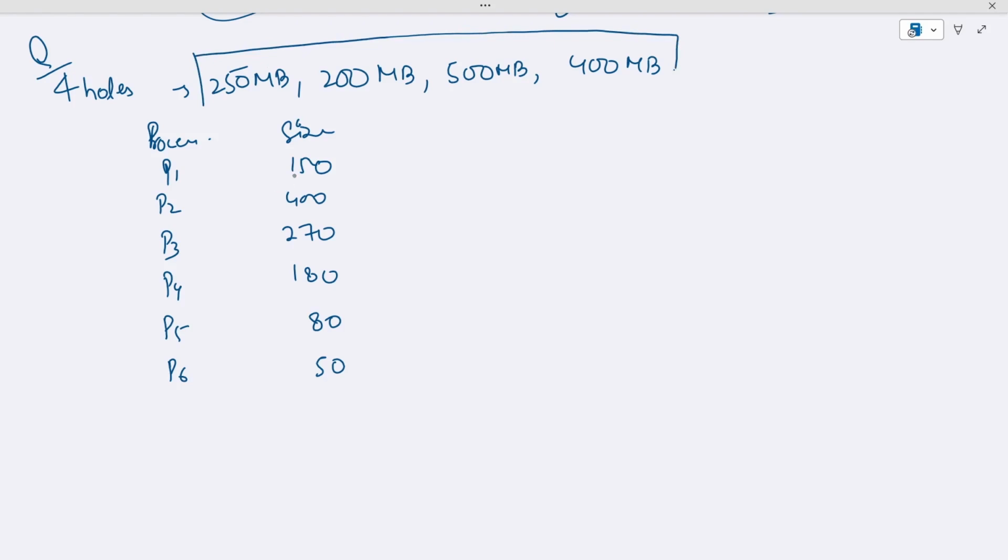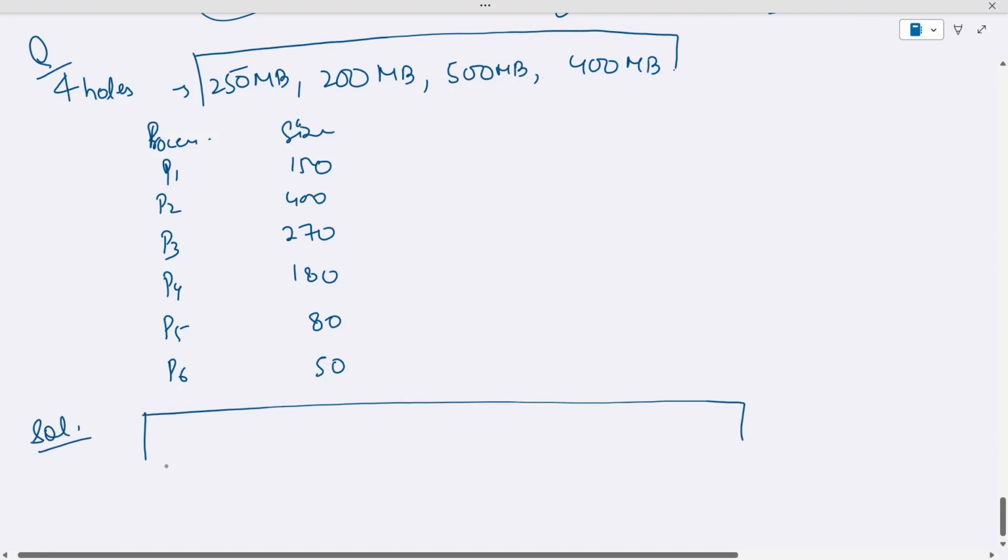Now what you have to do is to find where each process is stored for first fit, best fit, and worst fit. You have to perform the first fit, worst fit, and best fit allocation policies. I hope it's an easy thing, you can do that. So let's solve this question. Pause the video and try it by yourself. And now let's solve the question.